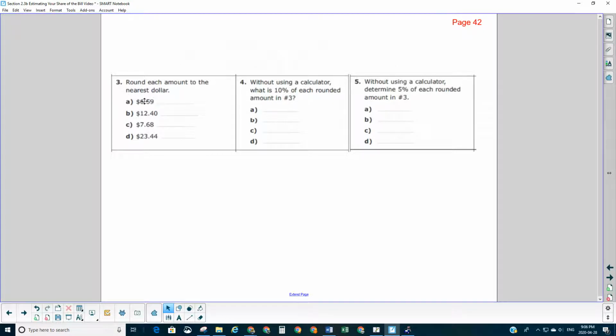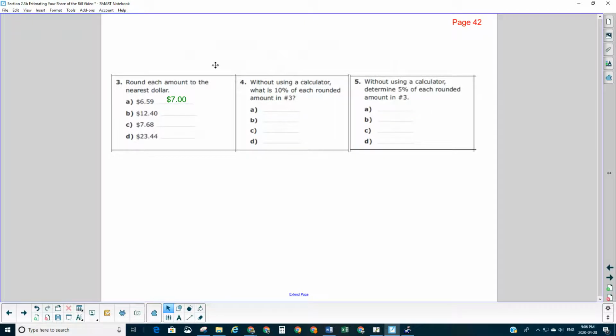$6.59. Is that closer to $7 or is it closer to $6? Hopefully you'll recognize that you would round up because the 5 tells you to round up, so does the 9. It tells you to round up to $7. Now, we're going to use that $7 and calculate 15%. And that's why we have all three of these together. So how do you calculate 15%? Well, the steps here suggest you're going to do 10% and then do 5%.